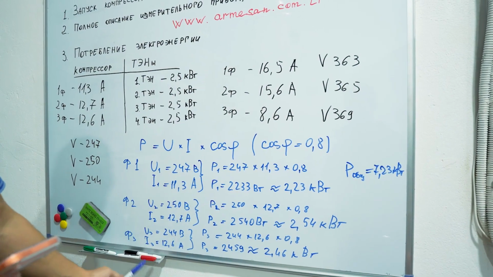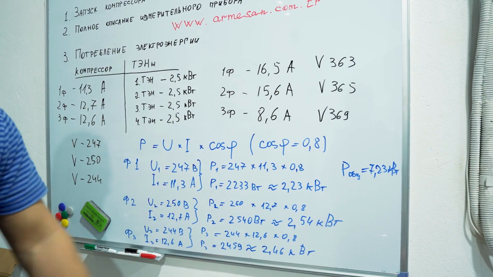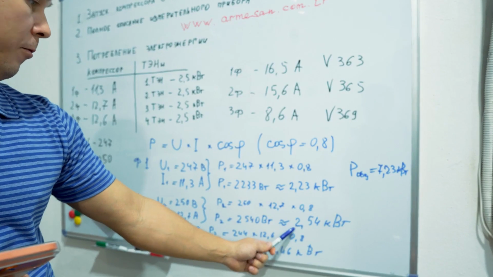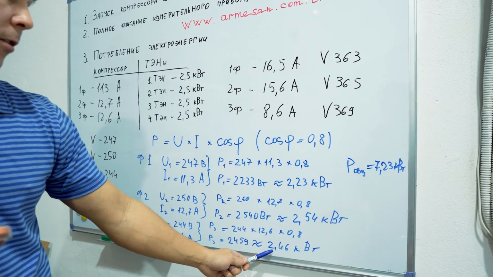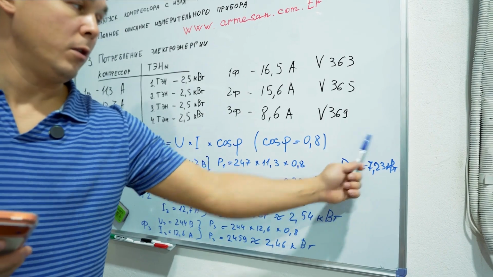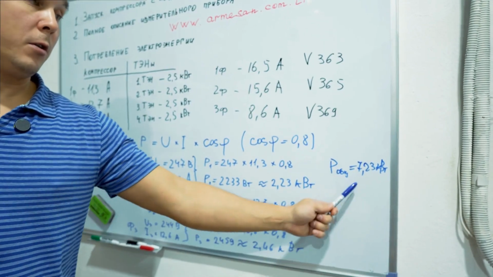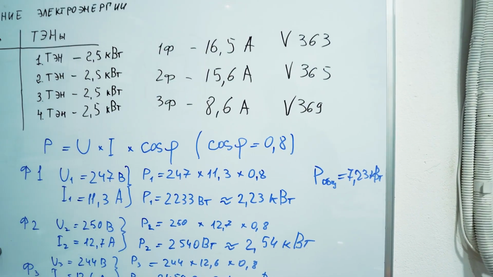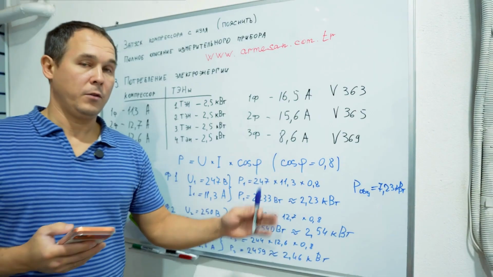In this way, we calculate for each phase. As you can clearly see, it comes to 223 for the first phase, 254 for the second, and 246 for the third. The total sum of the phases and the consumption. Based on the power consumed by the compressor, we have calculated the total power output to be exactly 7.23 kilowatts.